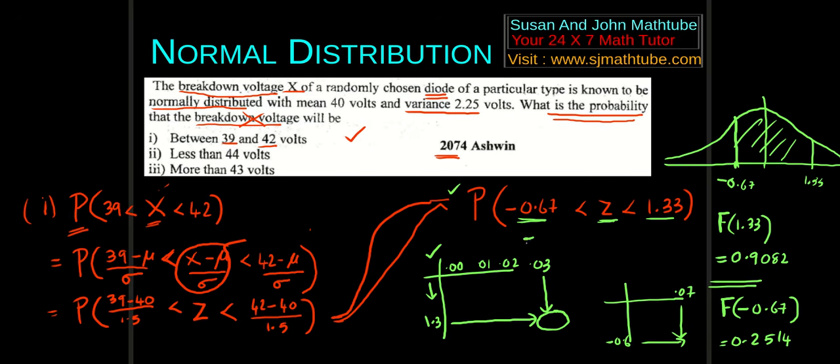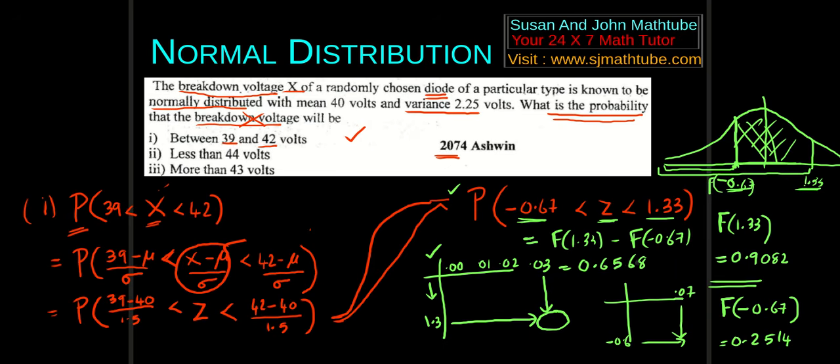So you know what to do now. Capital F of 1.33 minus capital F of minus 0.67. So if you want the value in between, all you have to do is find the cumulated value till 1.33. That means you will get this much area, and then you find capital F of this one, so you will get this much area. So the area in between will be the difference, and that is equal to 0.6568. Okay, so let's move ahead.